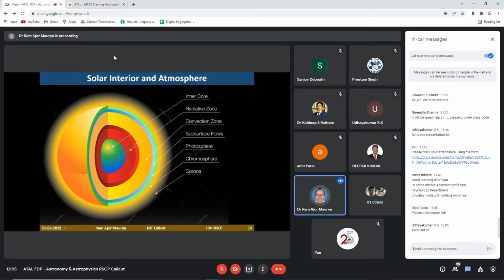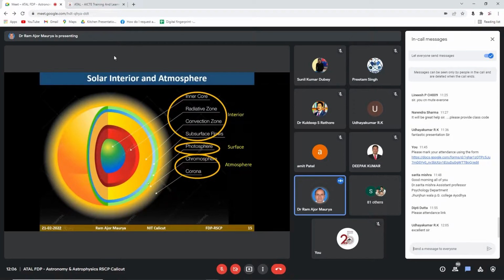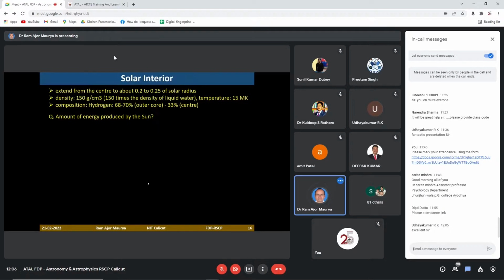Then after that, there is convection inside the Sun, and then after that we have the surface. This is called the surface of the Sun. It is also called the photosphere. And then above that we have the chromosphere, and then the outer atmosphere is the corona. So this is the interior we have, and then the surface, and then the atmosphere. We'll see some detail one by one.